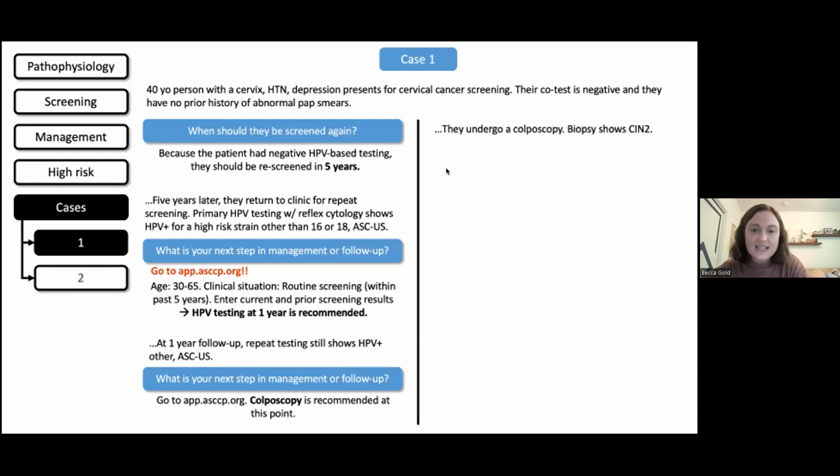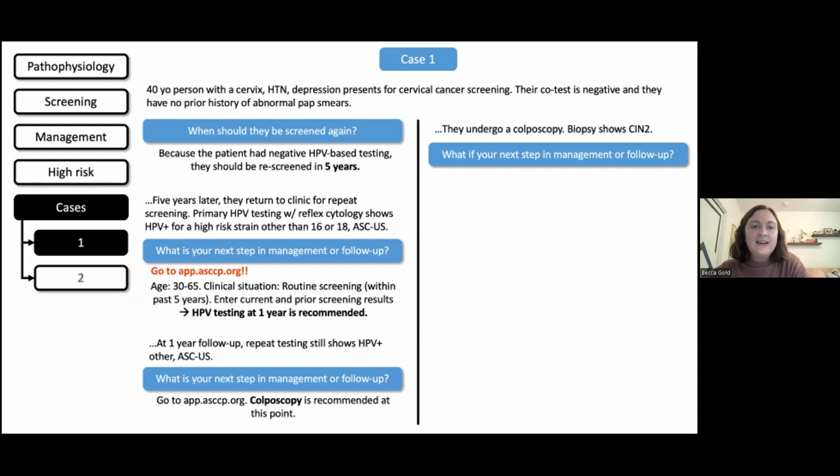So now, because they've had this year of surveillance, the result has not changed. Their risk of CIN3 is high enough that they recommend colposcopy. The patient undergoes colposcopy and the biopsy shows CIN2. What are your next steps of management or follow-up? And I think for the sake of time, this one I will just give you all the answer for.